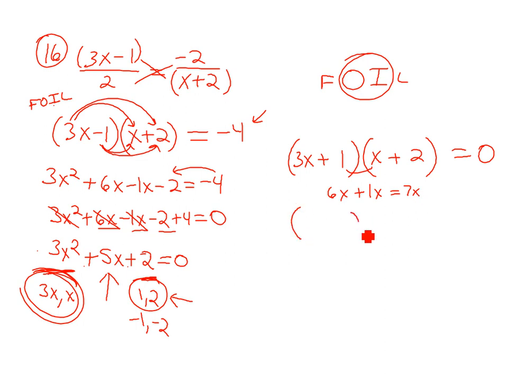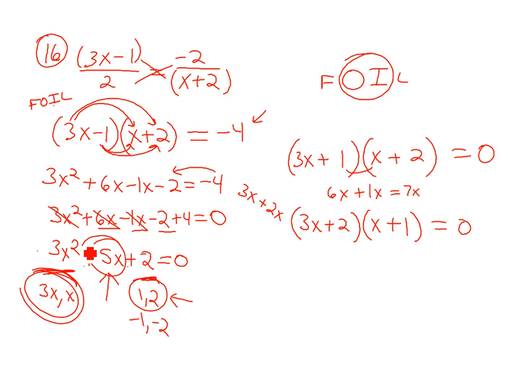So Levi's got the right idea. What do you do with it? 3x plus 2, and then x plus 1. Turn them around. Let's see if that works. Outer terms, 3x times 1 is what? 3x, 2 times x, 2x, 5x. Does that give you what we had right here? So that's the factored form.